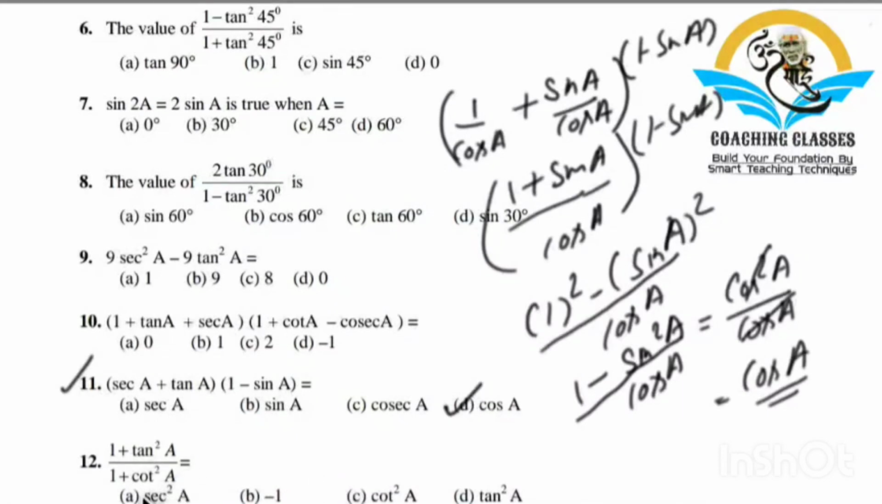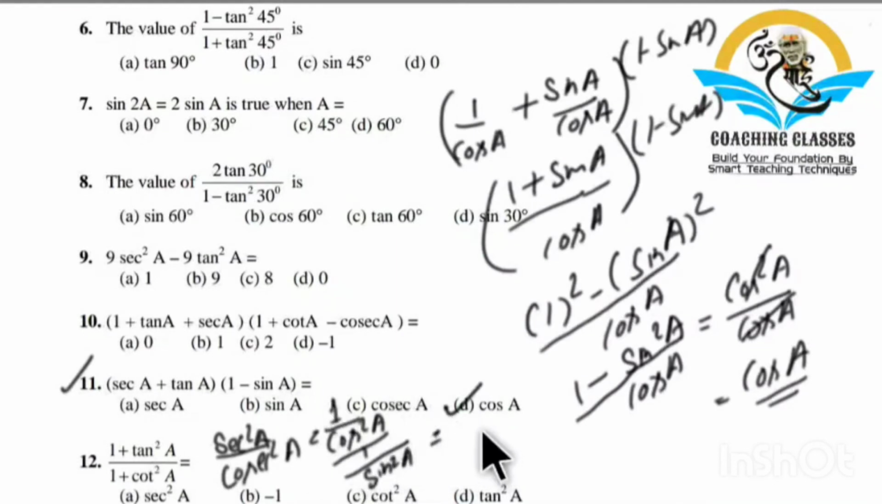Here 1 plus tan square upon 1 plus cot square. You know that 1 plus tan square A equal to sec square A and 1 plus cot square A equal to cosec square A. And sec square A, by using reciprocal relation, you can write as 1 upon cos square A and cosec square A equal to 1 upon sin square A. This gets reversed, you get the answer sin square A upon cos square A, that is tan square A. Hence option D is correct.